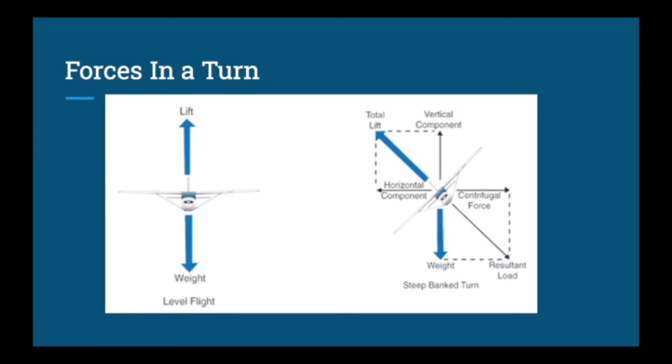So, forces in a turn. The diagram on the left has an airplane in cruise flight. You can see the lift and weight are perpendicular and they're equal to each other. So you're in level flight, maintaining a constant altitude.